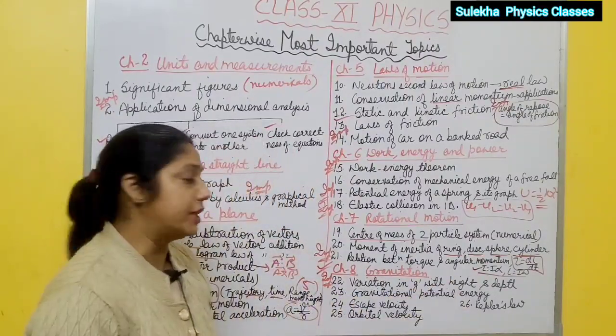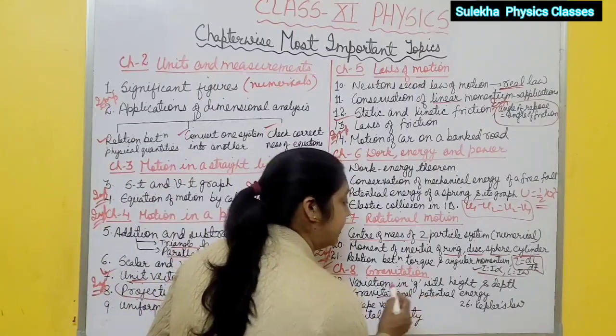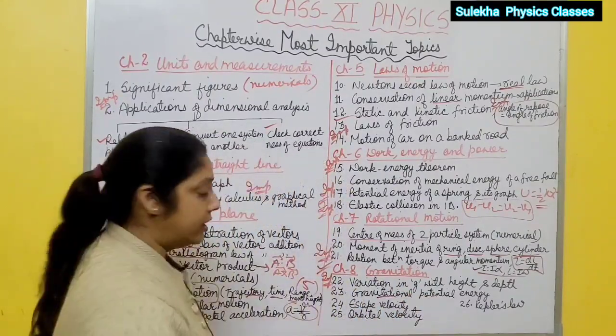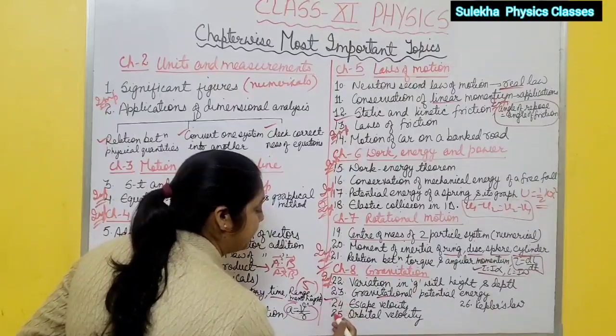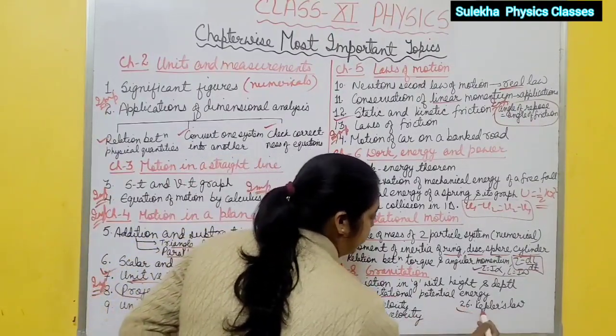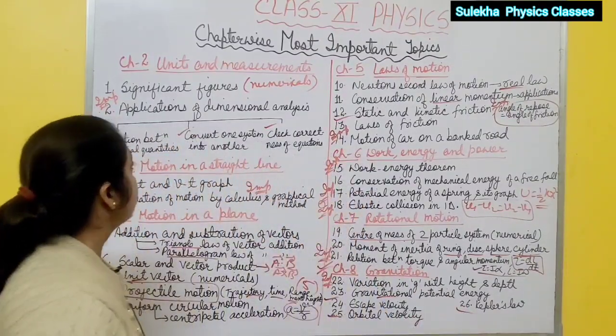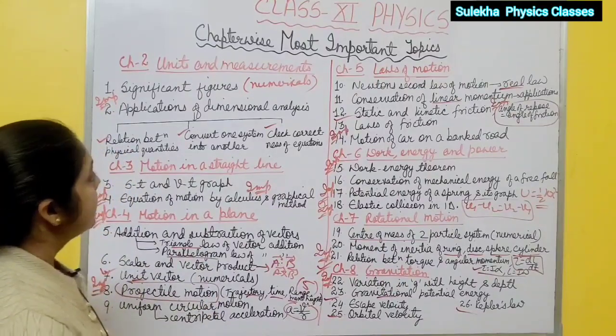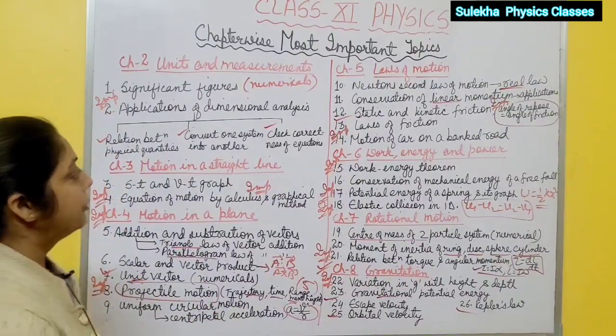Then gravitational potential energy, this topic is also very, very important. Then escape velocity, derived expression for escape velocity, orbital velocity, and then Kepler's law. All these topics are important. So these are about all chapter wise important topics for part 1 NCERT book.